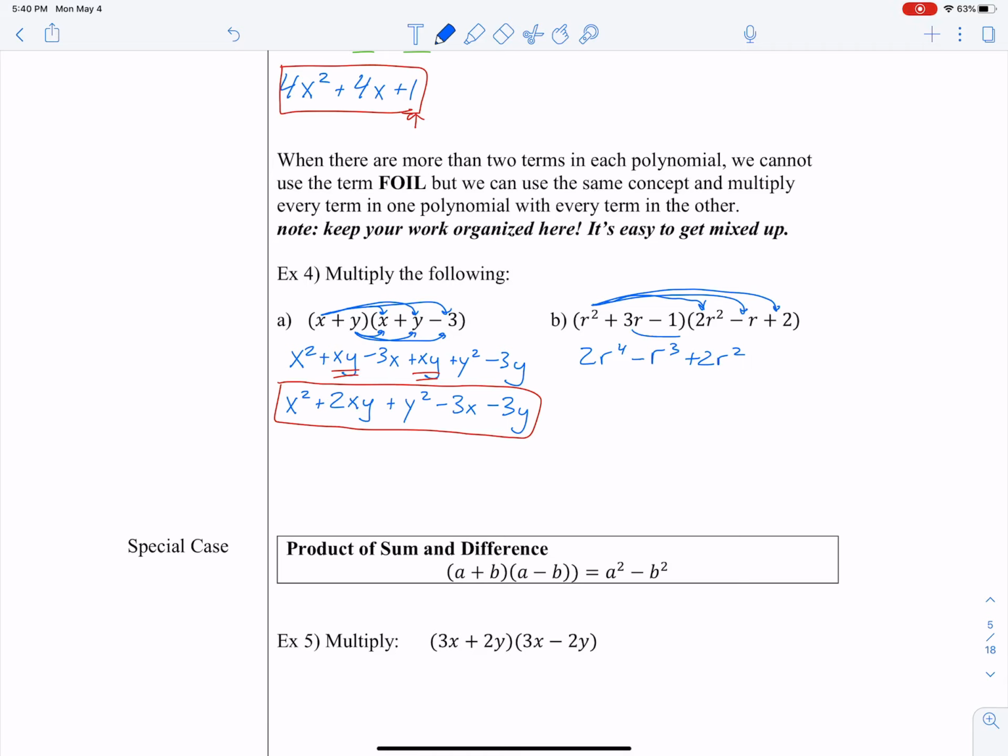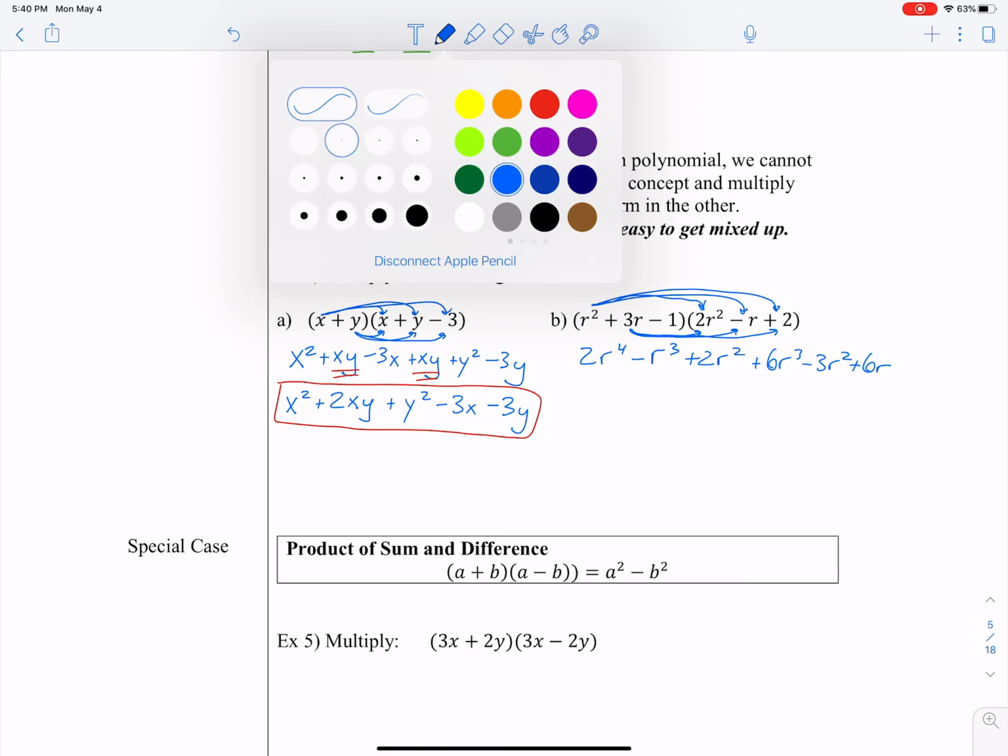Now I have the second one times the first one, plus 6r to the 3. The second one times the second one, minus 3r squared. The second one times the third one, plus 6r. I'm going to use a different color.